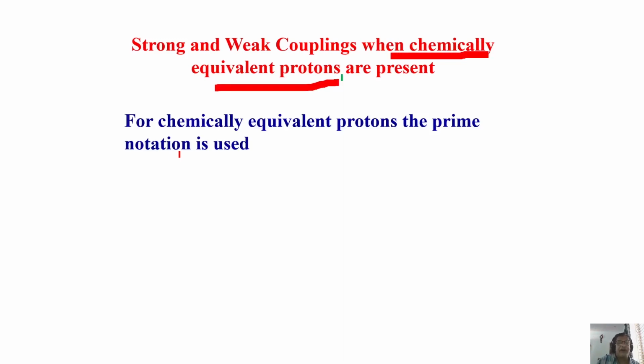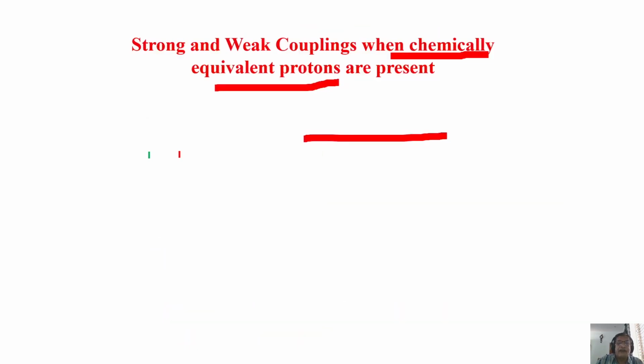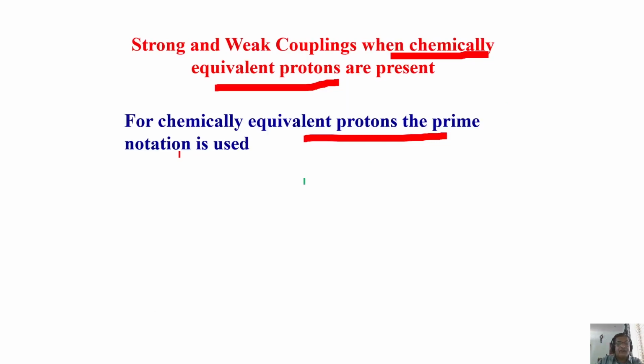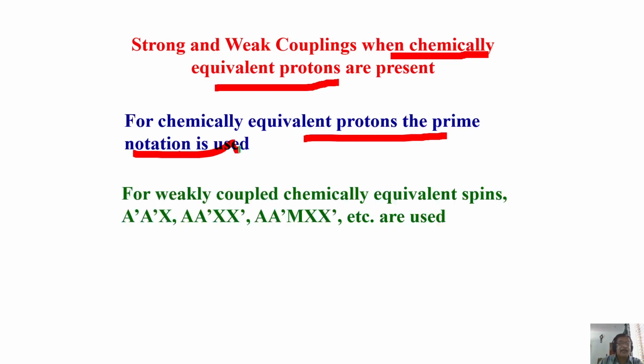In which case, remember, for chemically equivalent protons, the prime notation is used. Forget about magnetic equivalence, we'll come to that later, and equivalent groups of spins. Take an example. For the weakly coupled case, we use a prime: AA prime, XX prime, AMXX prime, etc.